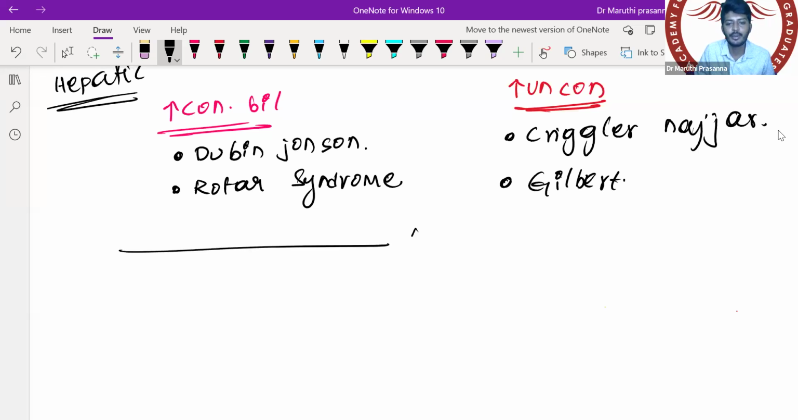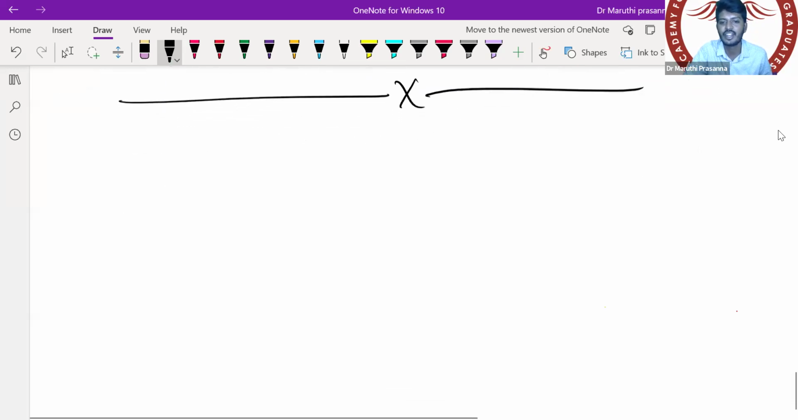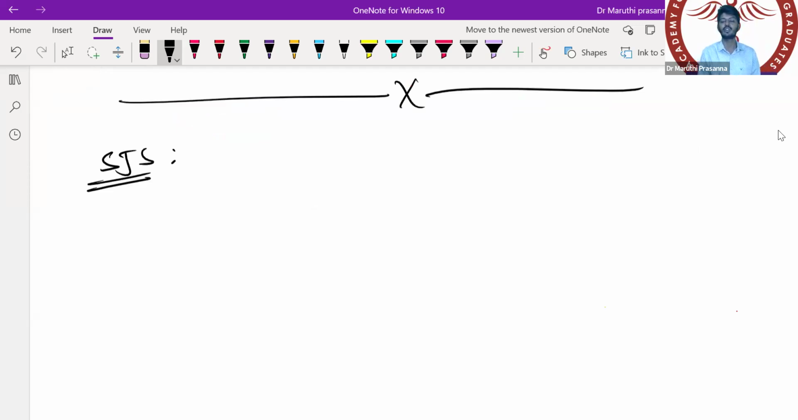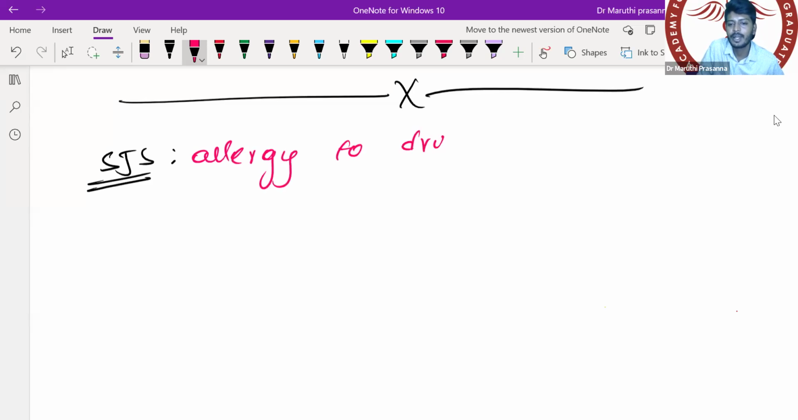Since I spoke about syndromes, my brain is telling SJS again and again. What is Stevens-Johnson syndrome? Why will it occur? How will it occur? How do you diagnose it? How do you prevent it? Quickly. It is an allergic drug reaction. Allergy to the drugs. So what is the problem here? Allergy to the drugs.